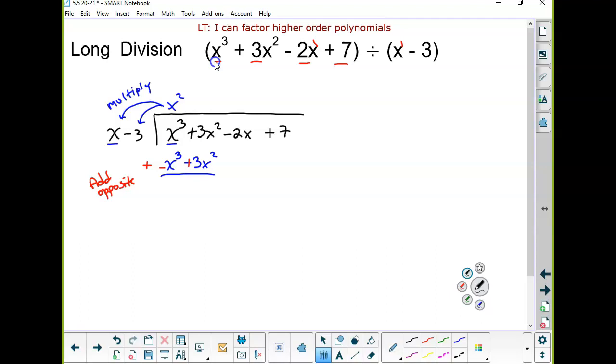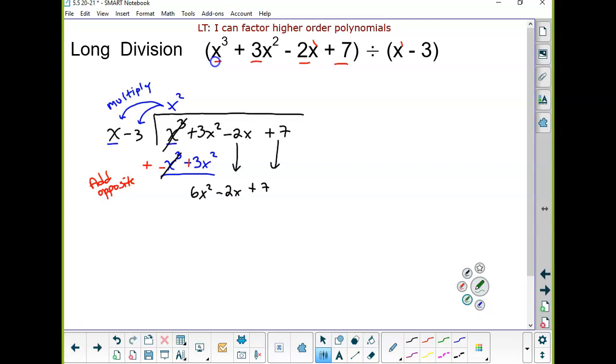So now, the x to the third, one positive, one negative, those are going to add up to 0, which is what we want. We're reducing terms out. And then I'm left with 3x squared plus 3x squared, so 6x squared. And then think of everything else as just dropping straight down. And now, it's like a brand new problem. We're going to start that same exact process over again.